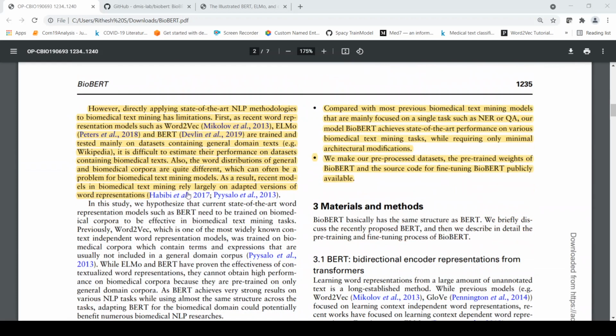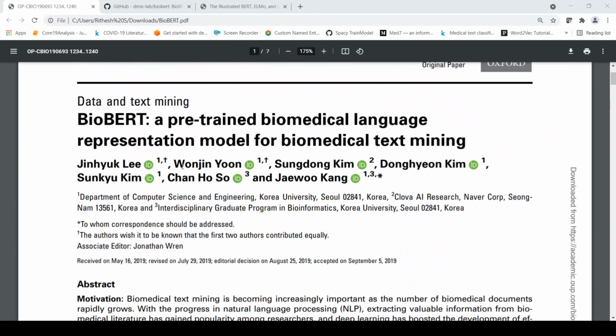So if you look at general purpose models like BERT and Word2Vec, they have been trained on general domain texts. So the word distributions of general domain and biomedical domain are totally different, because of which general domain models do not perform well on biomedical data. So the authors here, from the Department of Computer Science and Engineering, Korea University, have proposed pre-training a BERT model on biomedical data.